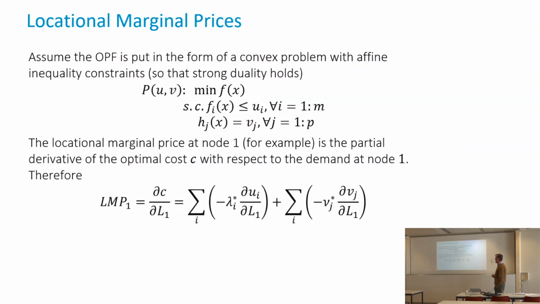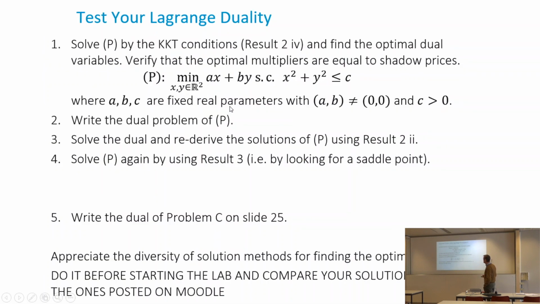Why is it important for us? Well, once I have solved the OPF and write it in a form that is a convex problem where strong duality holds. So typically, this is done, for example, when we have linearized the problem with one of the two methods I've shown before. Then, once I have linearized the problem in this form, I can compute the Lagrange multiplier because, sorry, I forgot one point here.